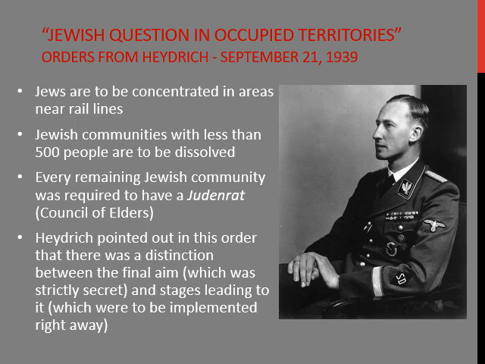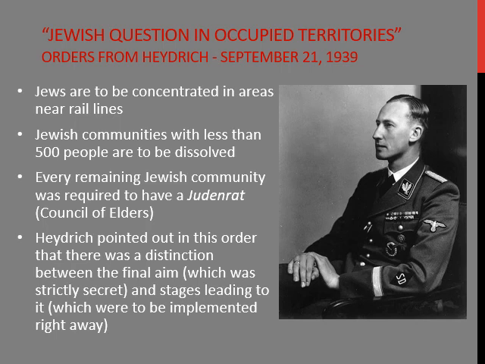concentrated in ghettos. And the regulations for concentrating the Jews in ghettos are that they should be concentrated near rail lines, any Jewish communities that have less than 500 people are just going to be dissolved, and those people would be incorporated into a larger area nearby. Every Jewish community is going to be required to have its own council of elders called a Judenrat, and the Nazis are going to use Jewish leadership councils to make them responsible for carrying out German orders.